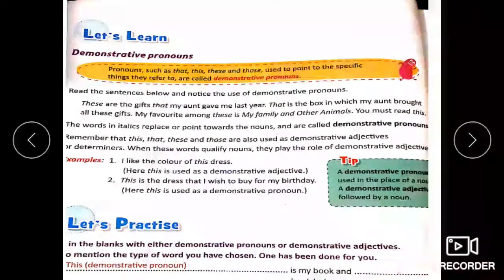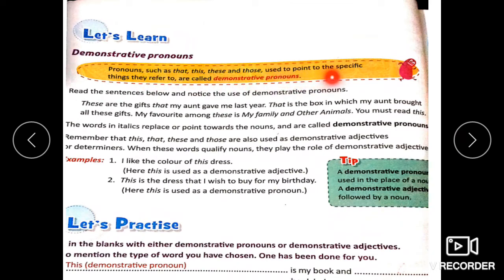Now, let us begin with demonstrative pronouns. Pronouns such as that, this, these and those used to point to the specific things they refer to are called demonstrative pronouns. Now remember, words of demonstration are that, these, this, those, such, yonder, certain, etc. All these words, when they point to a specific thing they are referring to, are used as demonstrative pronouns.